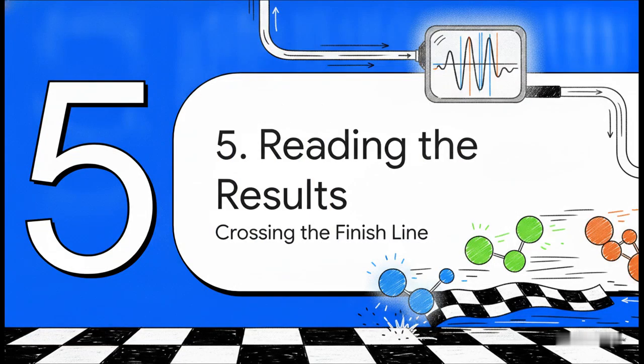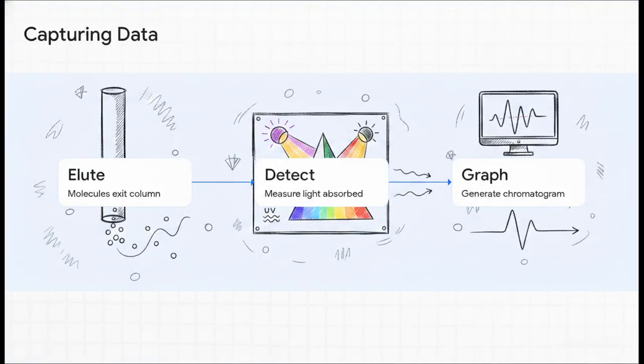Section 5. Reading the results, crossing the finish line. Okay, so what happens when they finally finish the race? Here is how we capture the data. First, the molecules elute, meaning they exit the column and flow directly into a detector. A very common setup is the UV-vis detector, which shines ultraviolet and visible light, often using deuterium and tungsten lamps right through the flow to measure exactly how much light our newly separated molecules are absorbing.